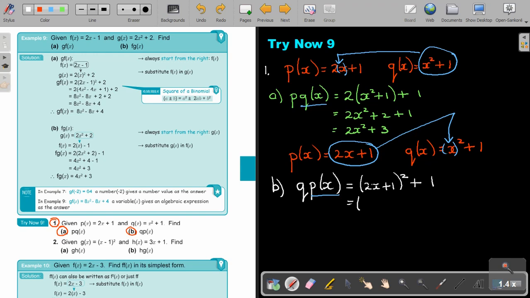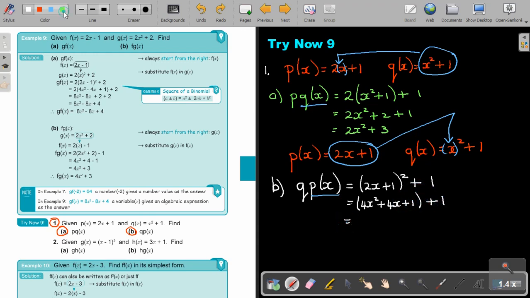So it's going to be 2x times 2x. That's going to be 4x². Then the middle one is going to be 2x times 1 times 2. So that's going to be 4x. And then 1 times 1 is just going to be 1, plus 1.